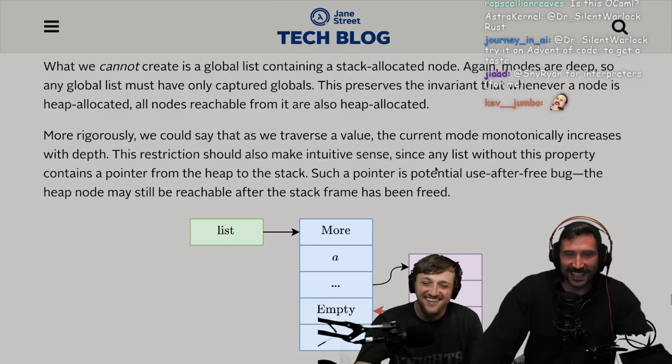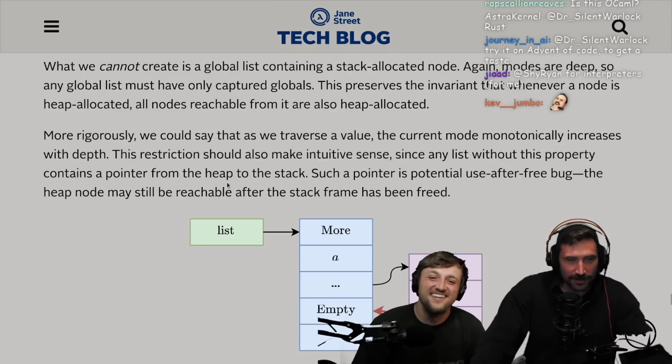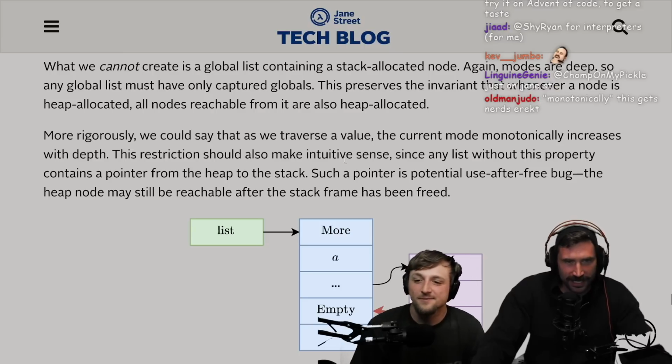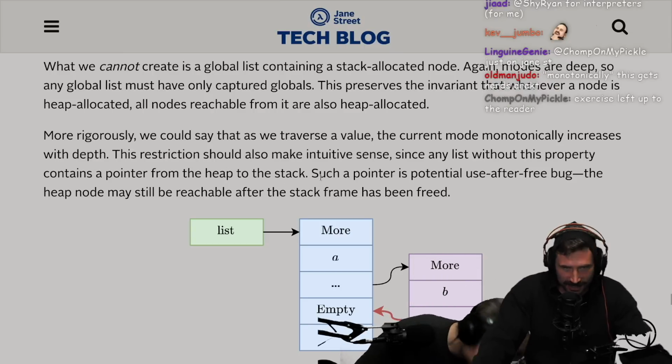Shoot. Since any list without the property contains a pointer from the heap to the stack. Let's see, hold on. This restriction should make intuitive sense, since any list without this property contains a pointer from the heap to the stack.